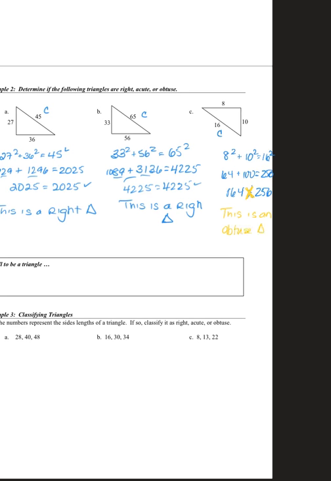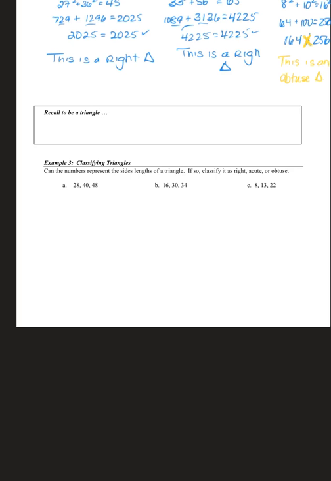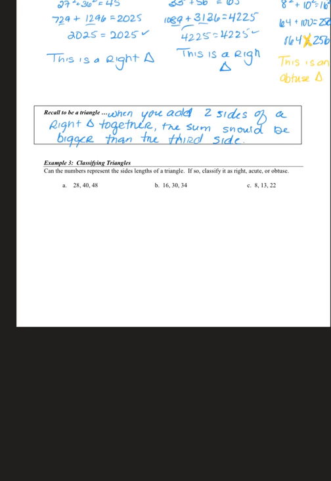All right, the last topic we have to discuss is what does it take to be a triangle? So basically, when you add two sides of a triangle together, they should be larger than the third side. So what we're going to do is add two sides of the triangle together and see if it's bigger than the third side, and then we're going to do it again. So basically, we're going to check the first two, check the last two, and then check the first and the last.